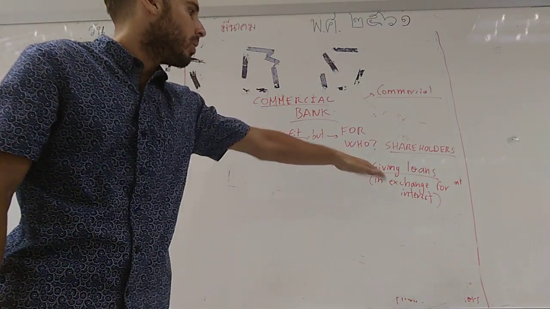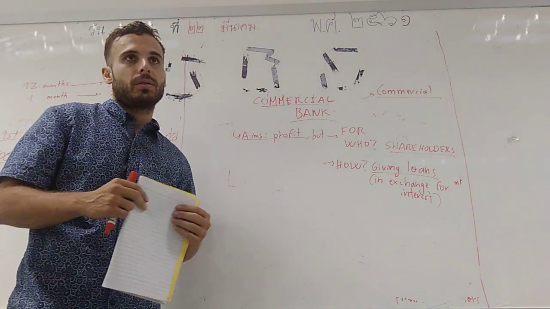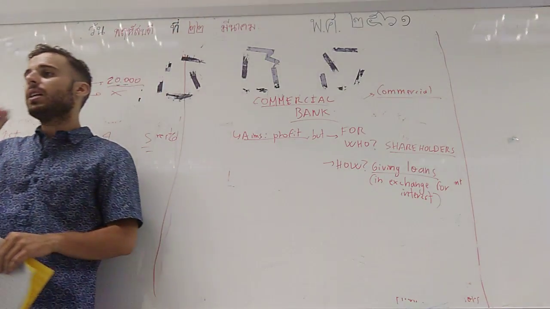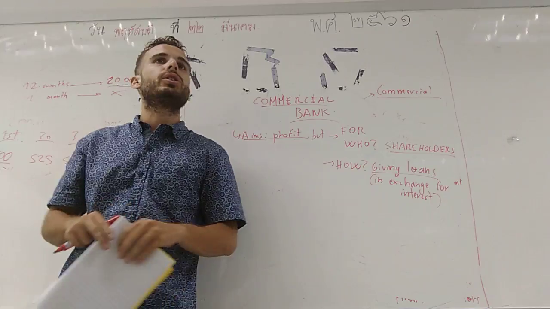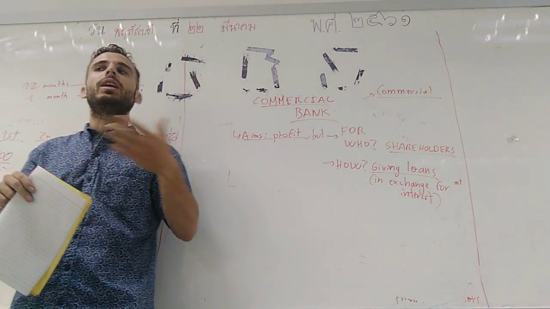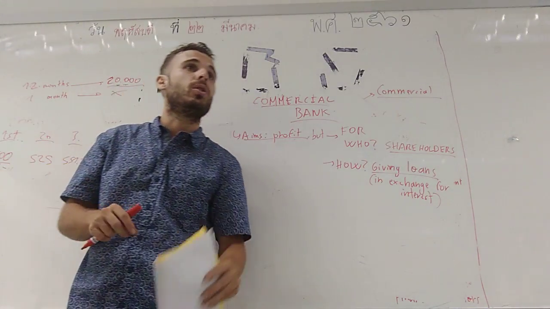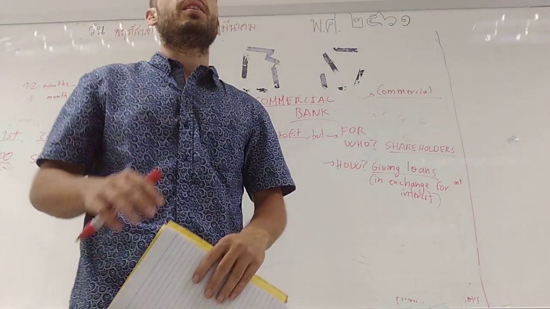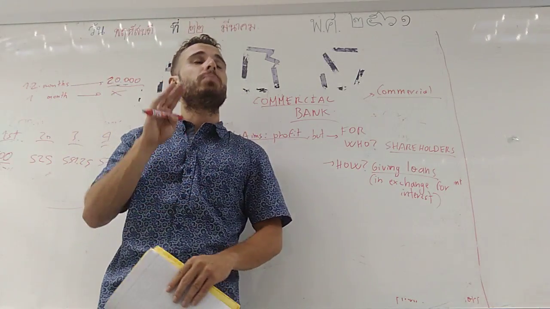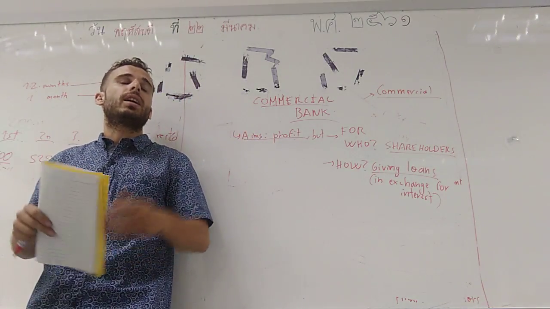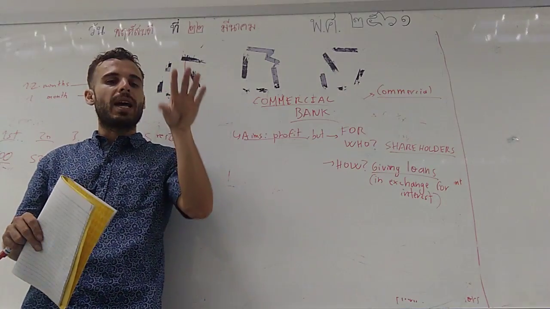And how? Giving loans in exchange for interest. So it's in the very interest of the shareholders to promote people to take money out of the bank, like student loans, which is a big mistake. Student loans are a big mistake, and it can run down, especially because the government has a hand in it.